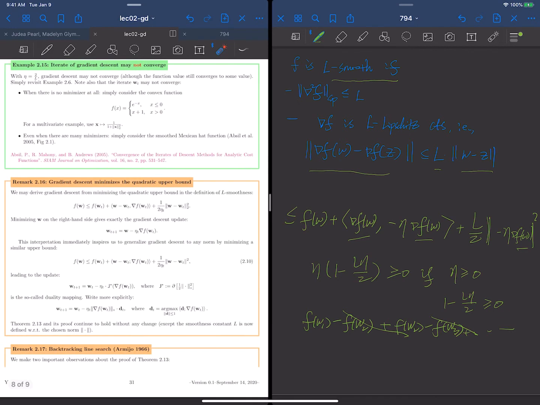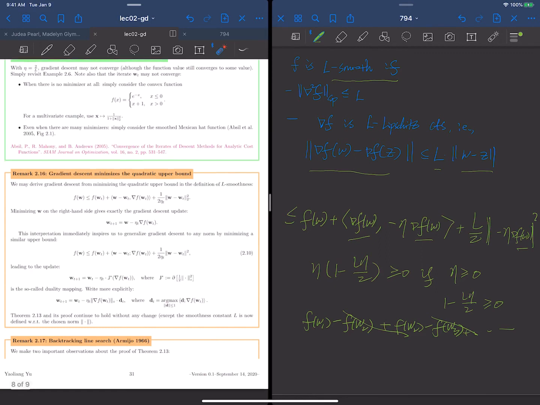And in fact, if you want to prove the iterate wt converges as well, you need to put a little bit more assumptions on the function f. Basically, the function f has to be constructible in some sense. So if I have time, we may come back to this in later lectures.